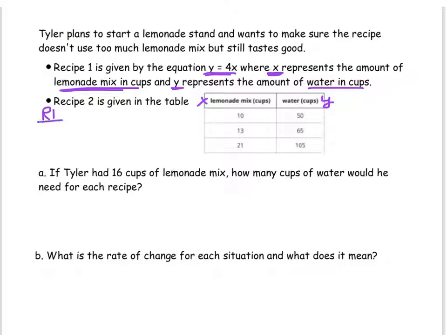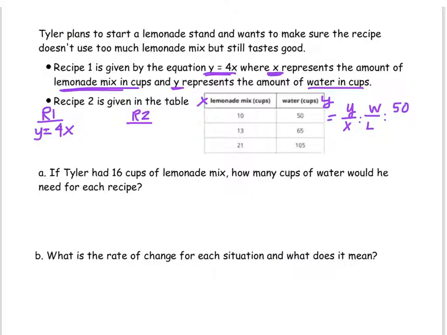Recipe 1 already gives me my equation. That is saying 4X. So that means I need 4 cups of water for 1 cup of lemonade mix. Recipe 2 doesn't give me that, but I do have enough information to find my constant rate. Again, it's Y over X. So this is water over lemonade mix.